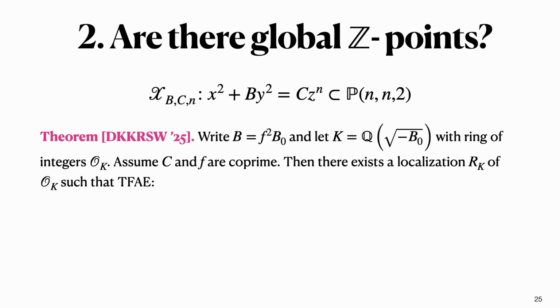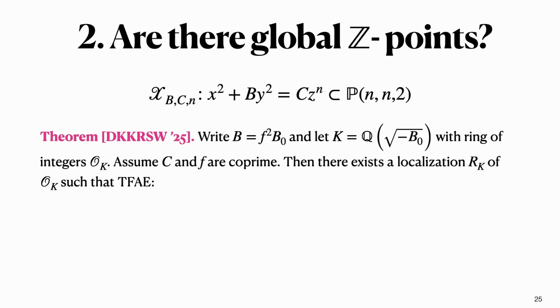And this is the theorem in collaboration with Chris Keys, Andrew Coben, Manami Roy, Soumya Sankaran, Idewang. We write B as, we take all of the squares out from B, so we write it as f squared times a non-square B naught. And we consider the number field Q adjoin the square root of minus B naught with ring of integers OK.